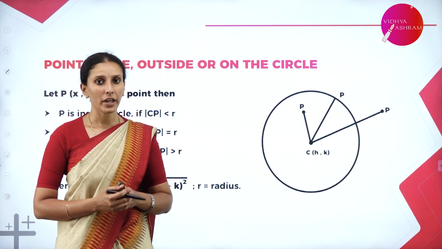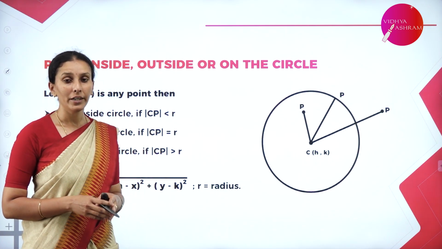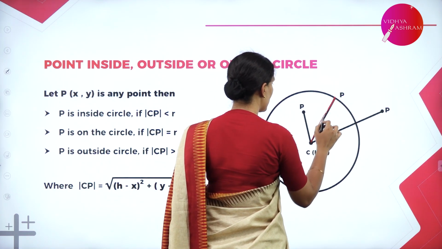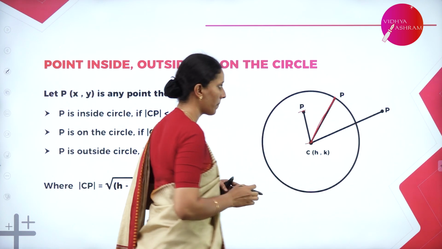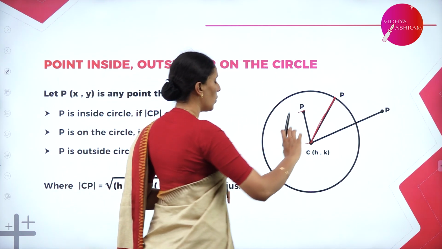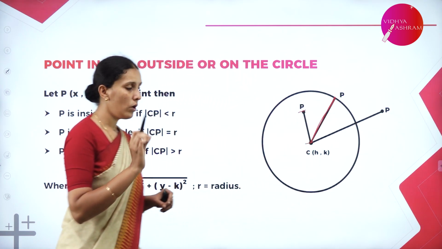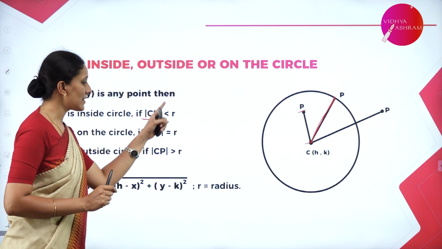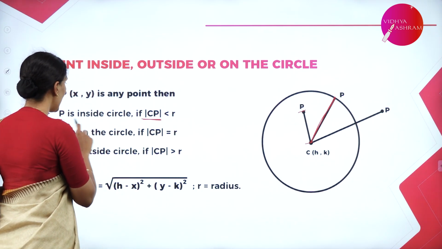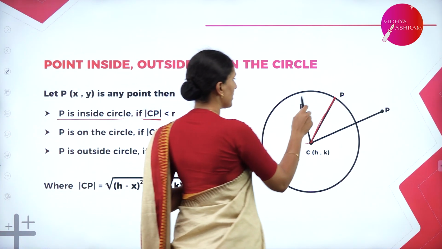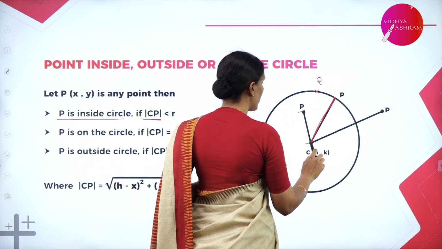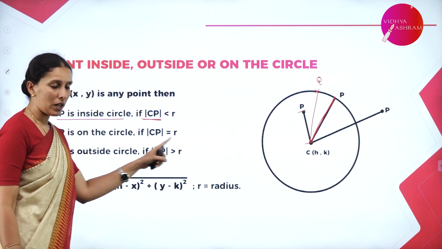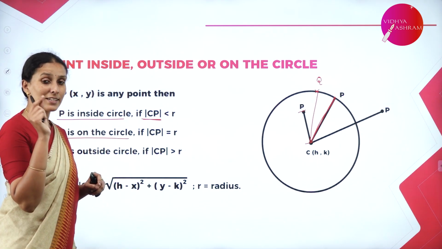The next thing is we are checking whether the point is inside or outside or on the circle. If any point is inside the circle, you can clearly see this is the radius of the circle and this is the distance CP. So I have taken a point P here whose distance is less than the radius. So if the distance of a point from the center of a circle is less than the radius, it means the point is inside the circle. If you take a point, let me take a point Q here, the distance from the center is the same as the radius. If the distance and the radius are equal, then the point is on the circle. It lies on the circle.